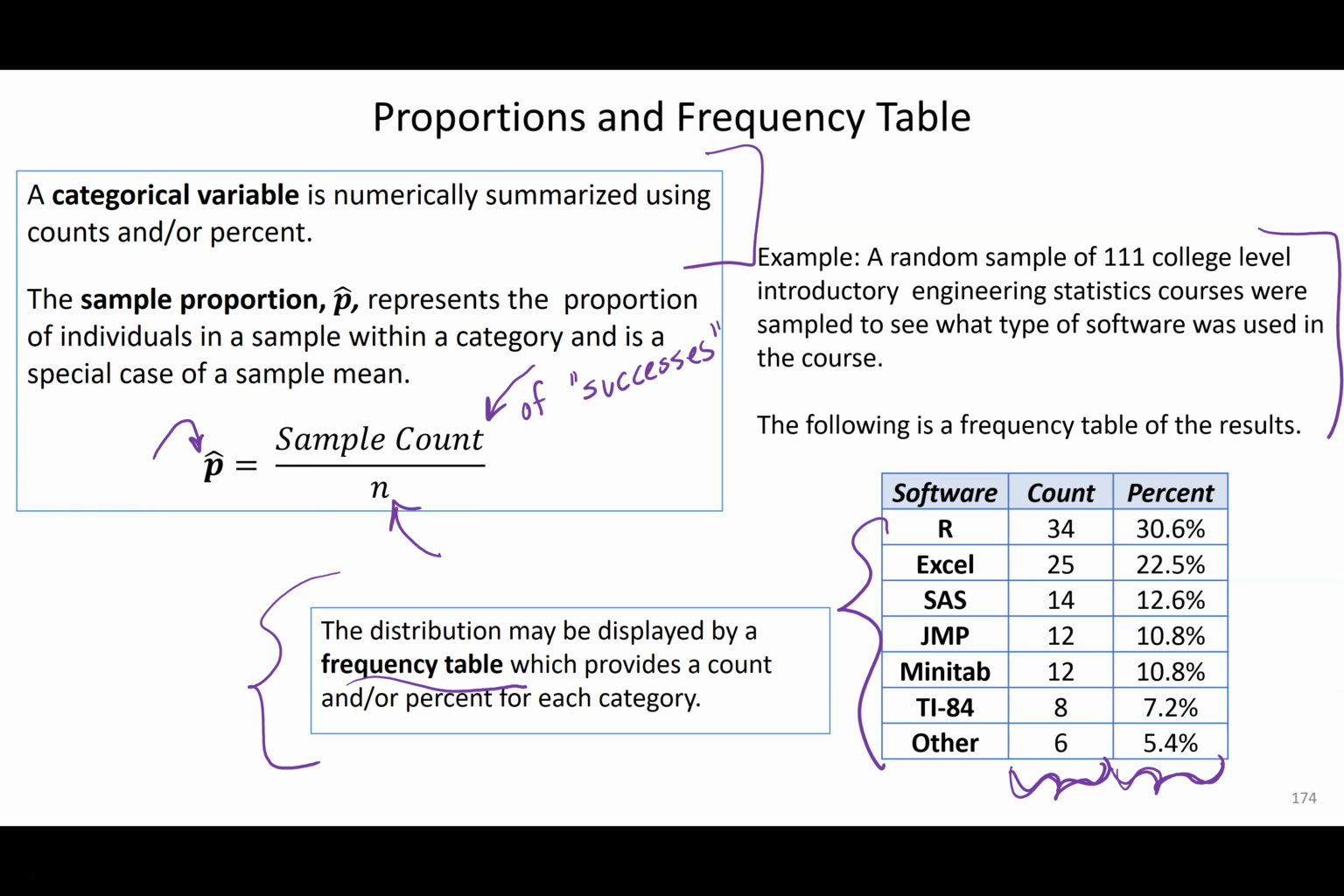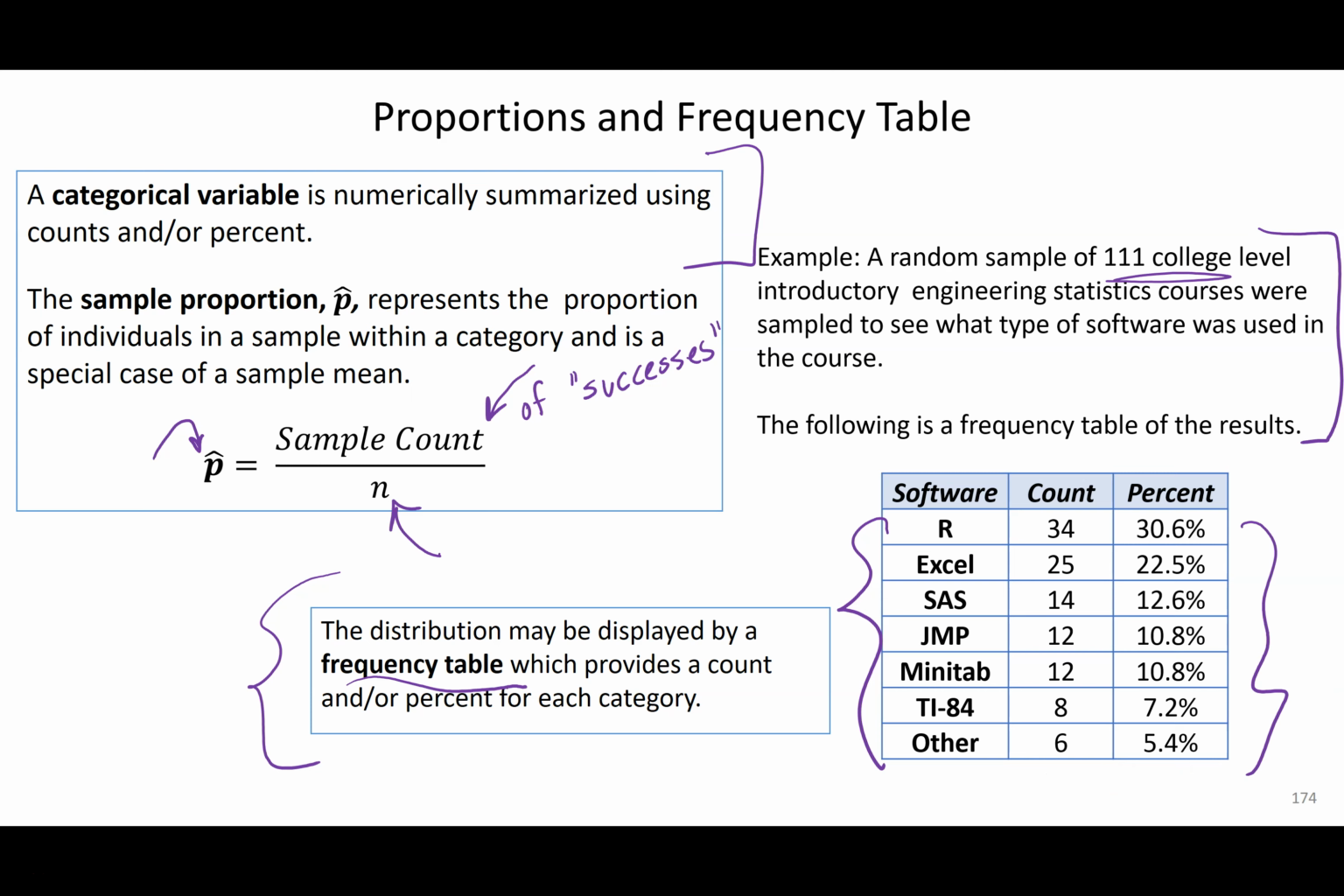In this particular example, we took a random sample of 111 college-level intro stats for engineers course students, and we sampled to see what type of software was used in the course. I'm not sure, it's probably not just one university. It sounds like it's across many. Out of the 111, 34 of those students used R in their stats engineering course, and so on.